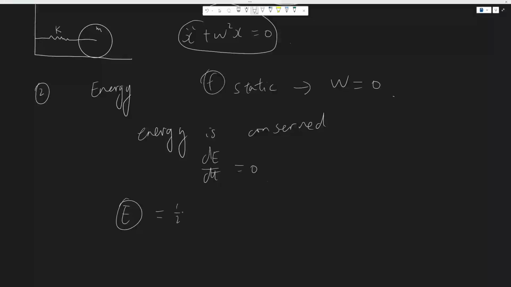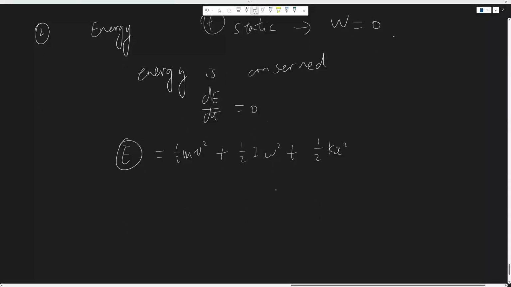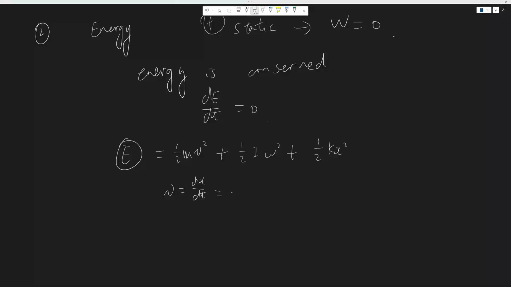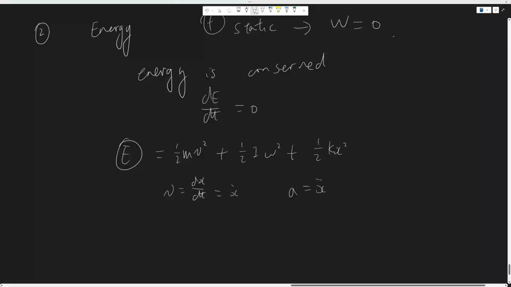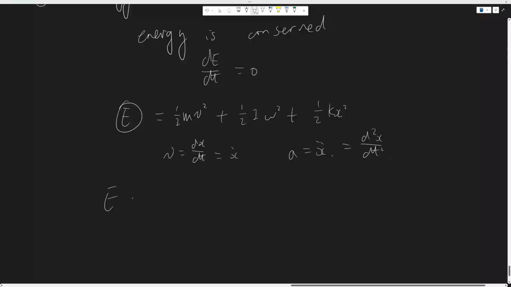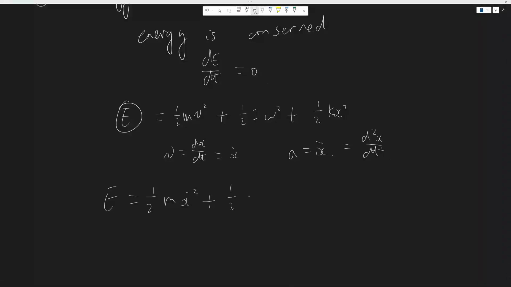E equals half mv squared plus half I omega squared plus half kx squared. And let's switch up the notation here a bit, since we're working with derivatives later. Let's write v as dx/dt and denote it as x dot. And we can later denote a as x double dot, which means second derivative of x with respect to time. And so let's rewrite this.